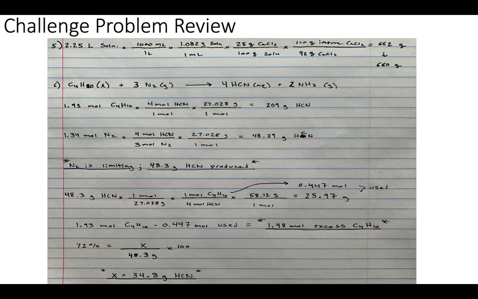And lastly, you're told that you have 72% yield. How much did you experimentally get? Well, in step 1, we found that we theoretically should produce 48.3 grams of cyanic acid. So we put that in the denominator. We're solving for X, which is how much we experimentally would have acquired after this reaction, and we find that we would have been able to collect 34.8 grams of cyanic acid. And we do this based on the fact that there's 72% yield.